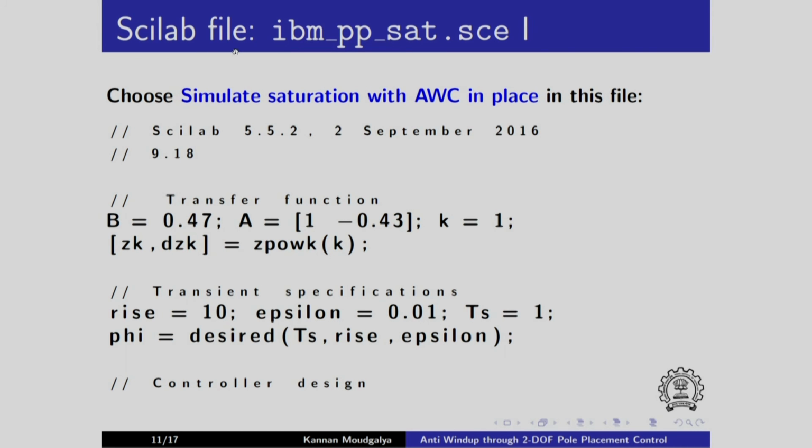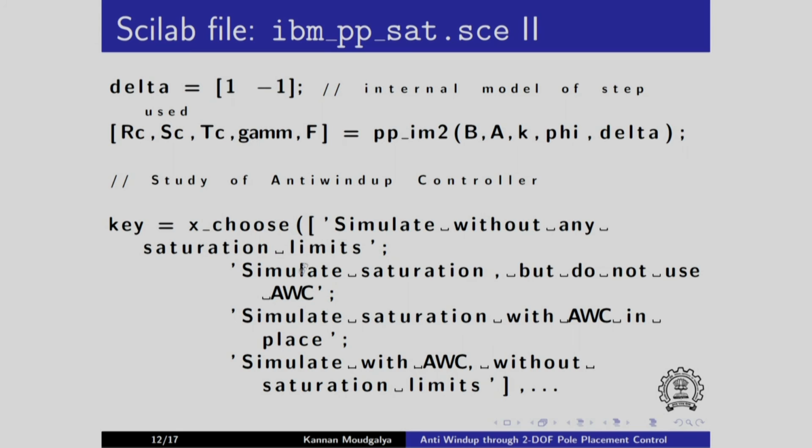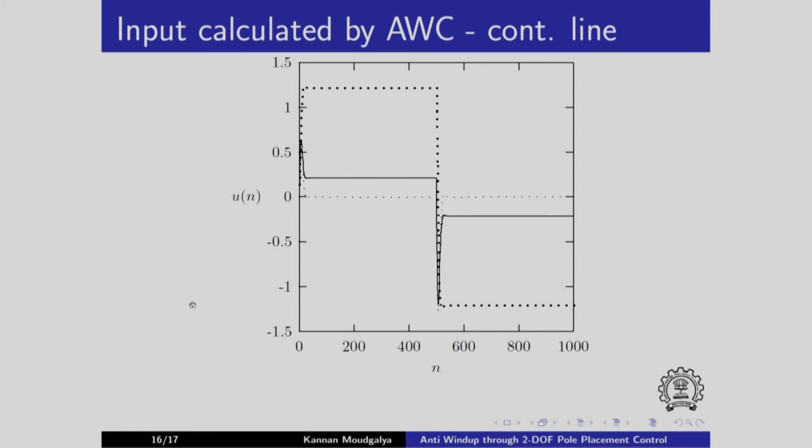This is the Scilab file that I used to carry out simulation. This is the same file that I used in the previous video. Only thing is, now we have to choose this option, simulate saturation with AWC in place. So that is given in this page, simulate saturation with anti-windup control law in place. You have to double click this. When I do that and simulate using XCOS as we did before, we get this figure.